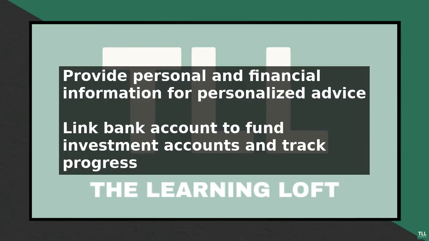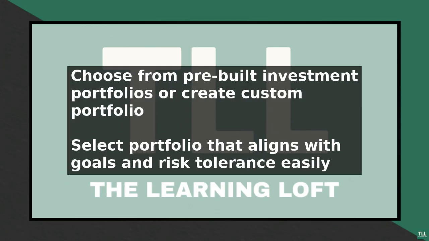The Betterment mobile app offers a range of investment options, including stocks, bonds, and ETFs. You can choose from a variety of pre-built investment portfolios or create your own custom portfolio based on your individual needs and goals. To get started, simply select the investment portfolio that best aligns with your goals and risk tolerance. You can then fund your account by transferring money from your linked bank account.